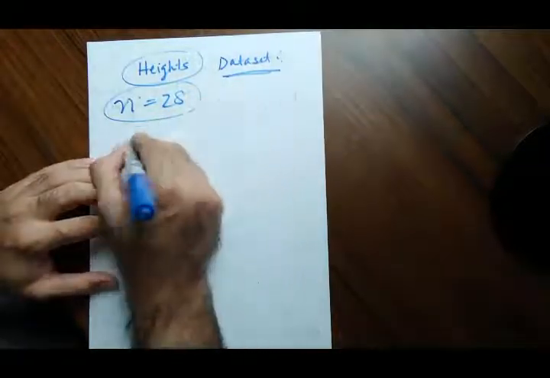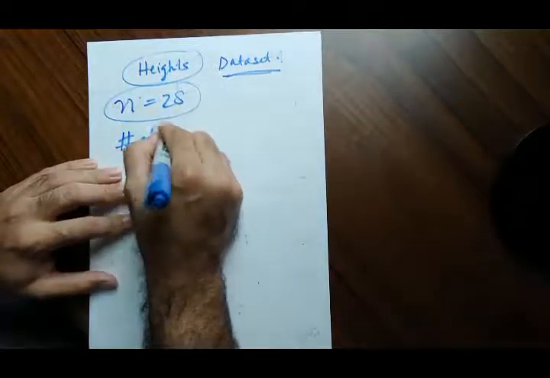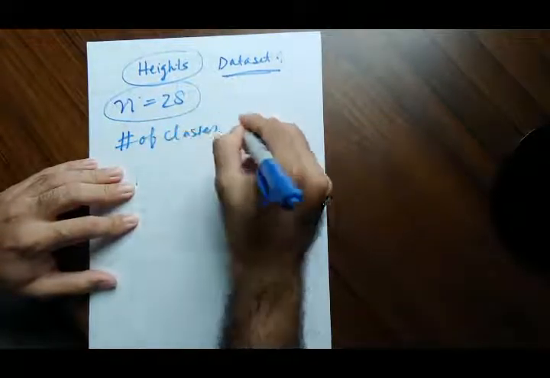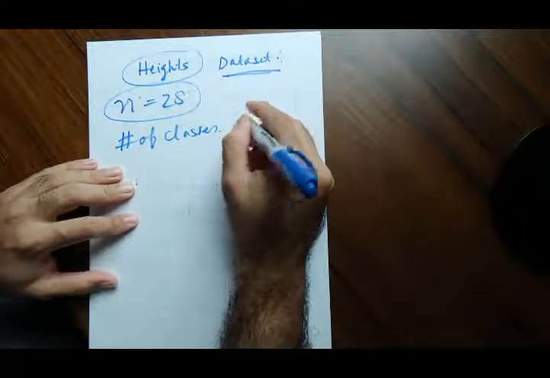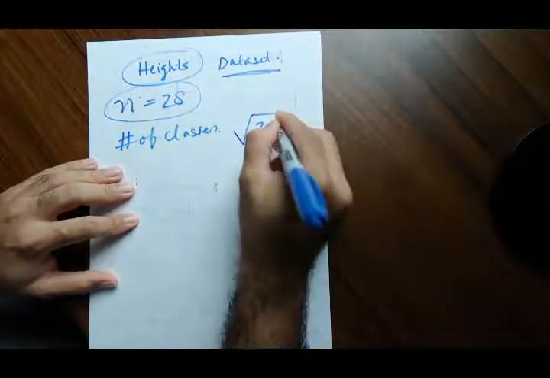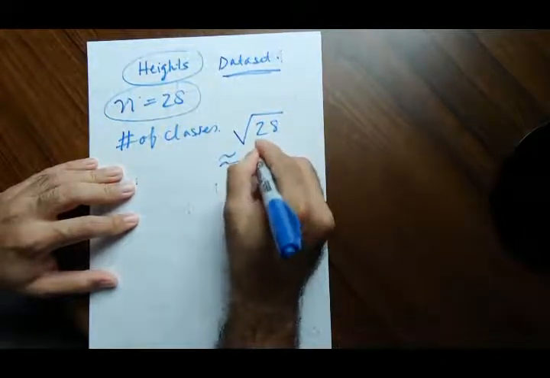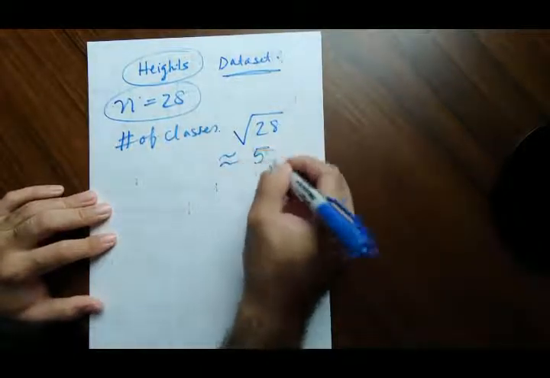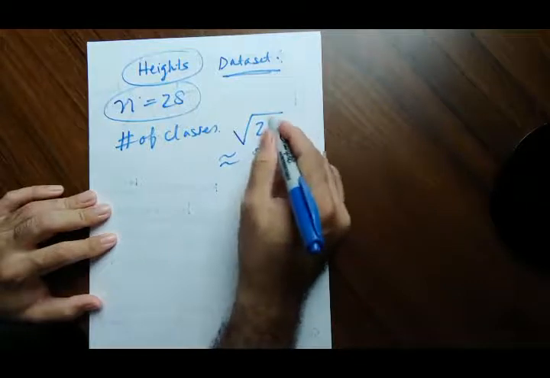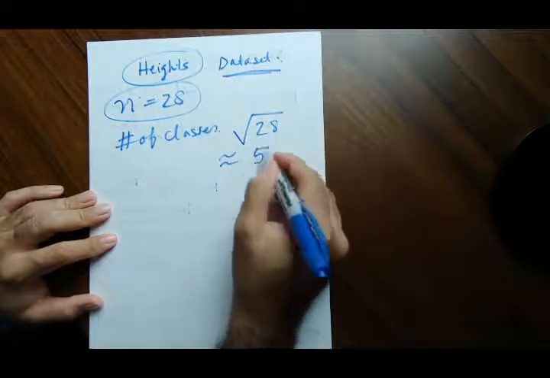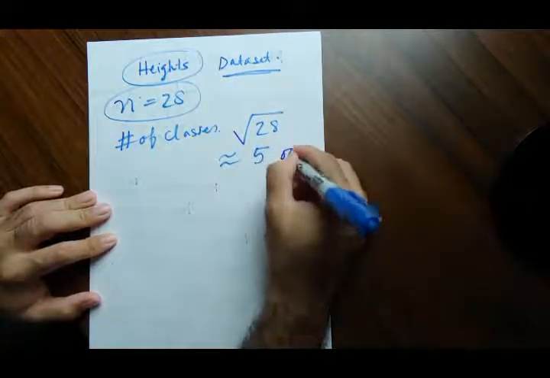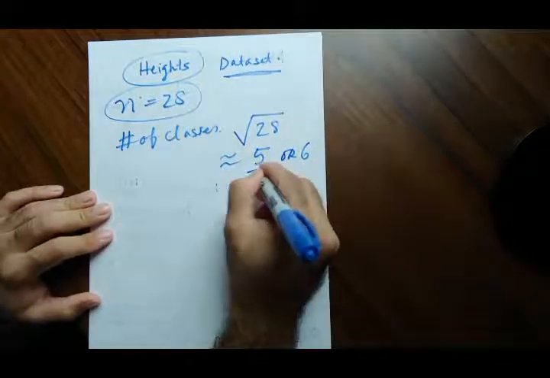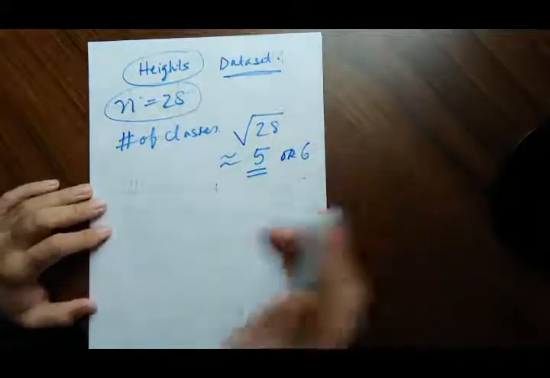So what would be the number of classes? How many number of classes that we need to have here? That'll be square root of 28, and that approximately is 5. So we will always approximate it. We will always take the nearest integer of this number. So square root of 28, the nearest integer is 5. You can take 6, that's fine too, but 5 will be more appropriate.